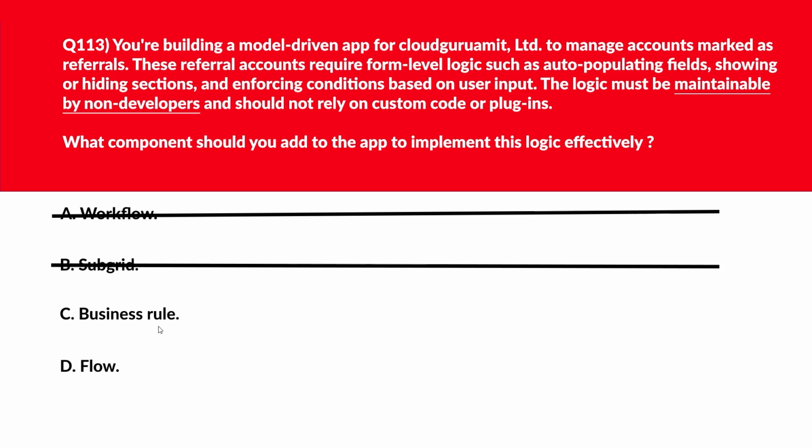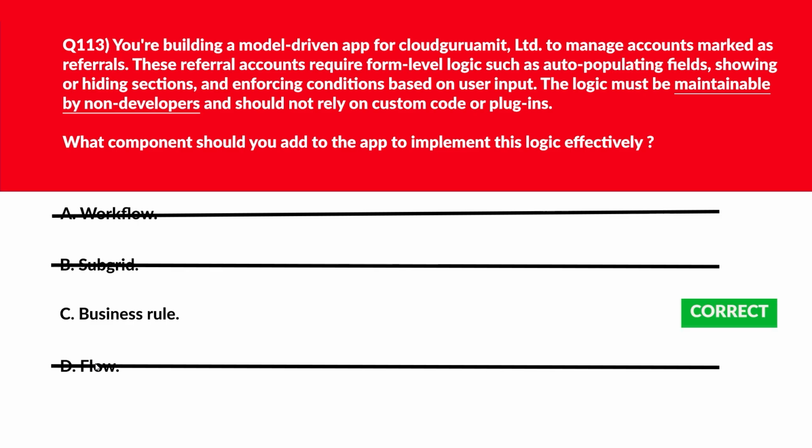We'll move to C. C says business rule. Business rule enables form level logic that can be configured and modified without writing JavaScript or using plugins. We'll keep this. We'll move to D. D says flow. Flow automates external actions but cannot modify form level logic or visibility. We'll delete this. We'll lock option C, business rule, as the right answer.